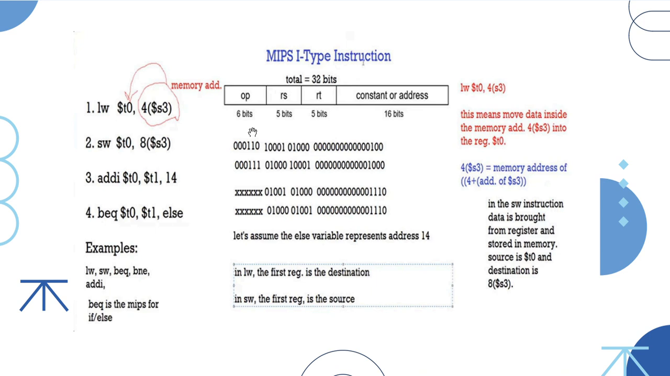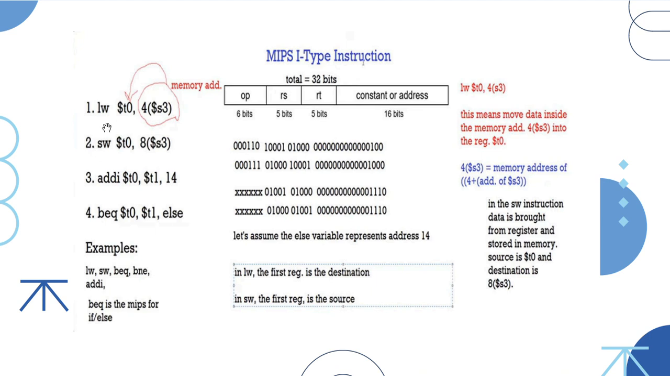MIPS I-type instructions have 32 bits, out of which 6 bits are for the operation code, that is opcode, the next 5 bits for the source register, and the next 5 bits for the target register, that is the next register. After that, 16 bits for the constant or address.